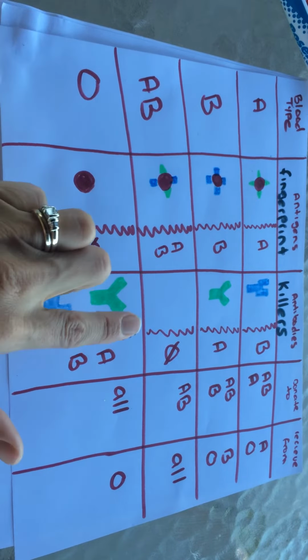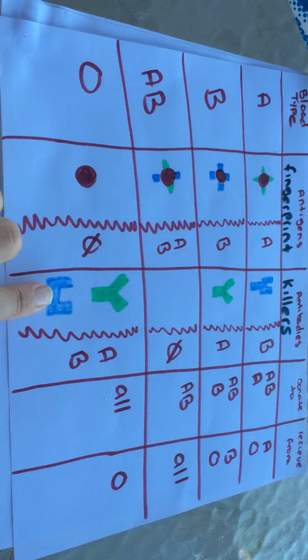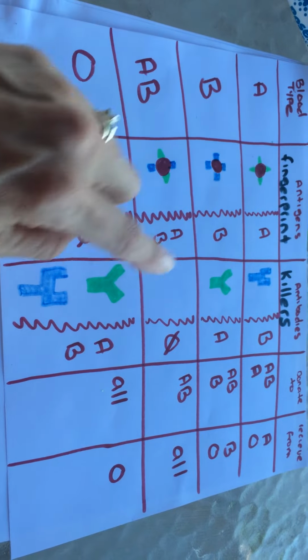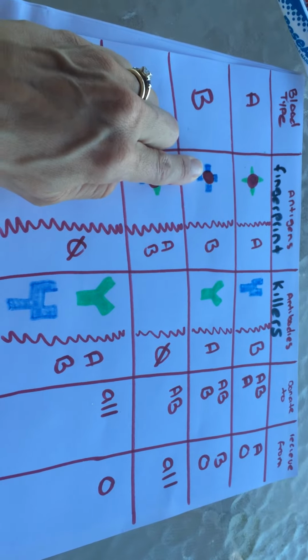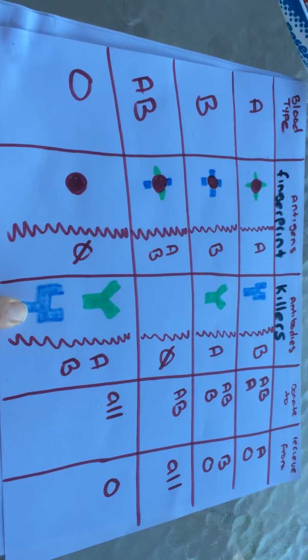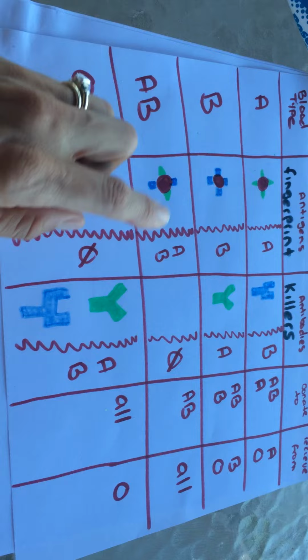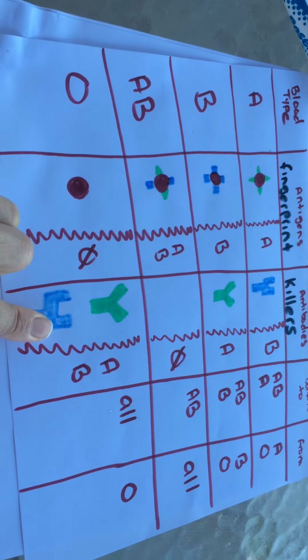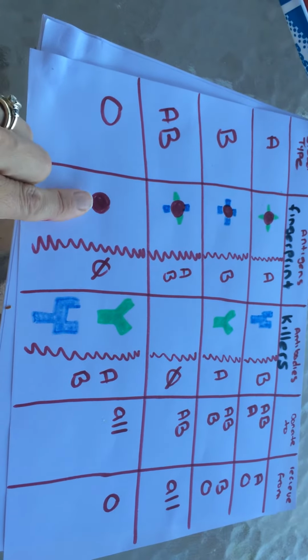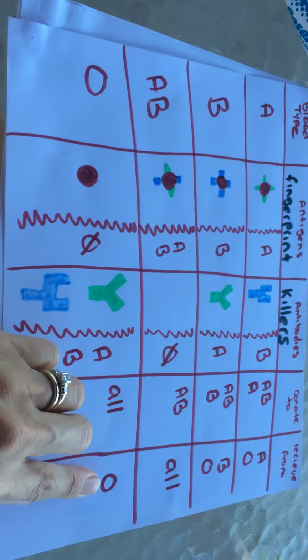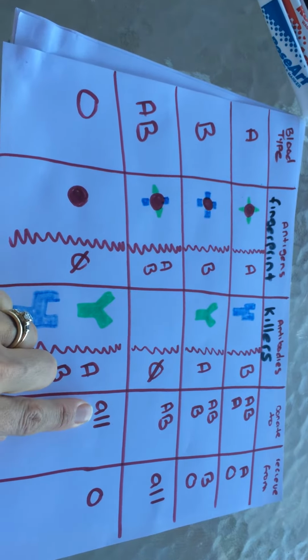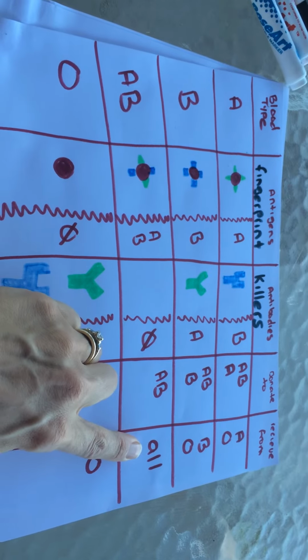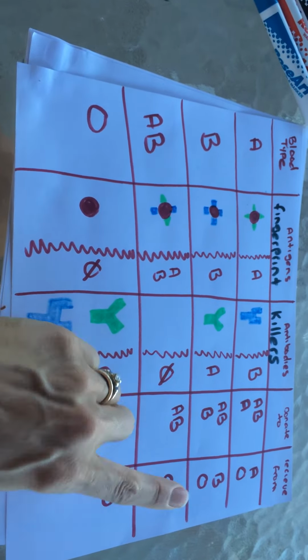Why? Look at their killers. If they received any blood from blood type A, the anti-A would kill it. If they received any blood from blood type B, the anti-B would kill it. And if they received blood from blood type AB, they have both the A and the B antibody to kill it. So O blood type can only receive from O. Blood type O is the universal donor. Blood type AB is the universal recipient.